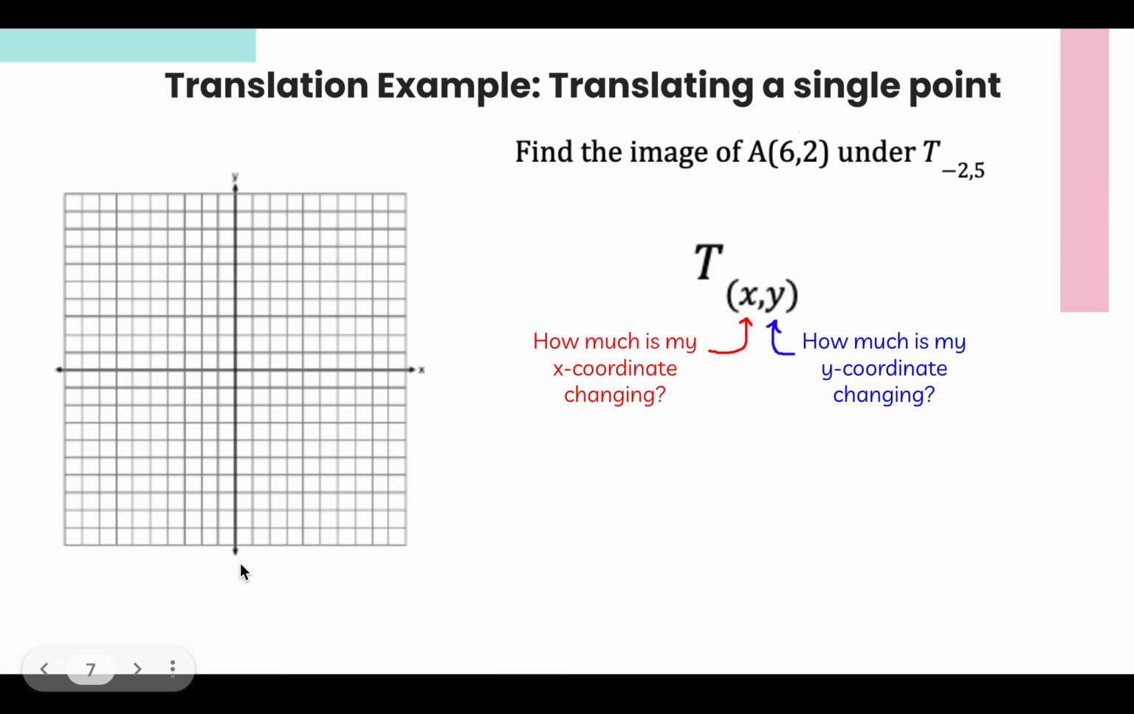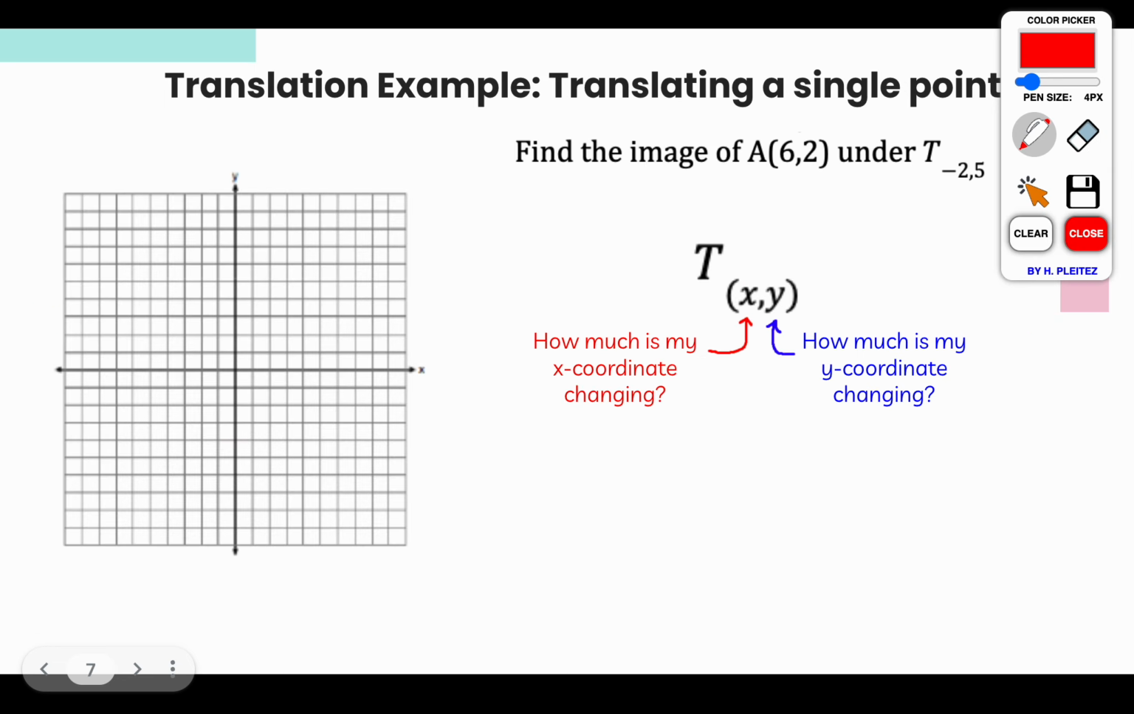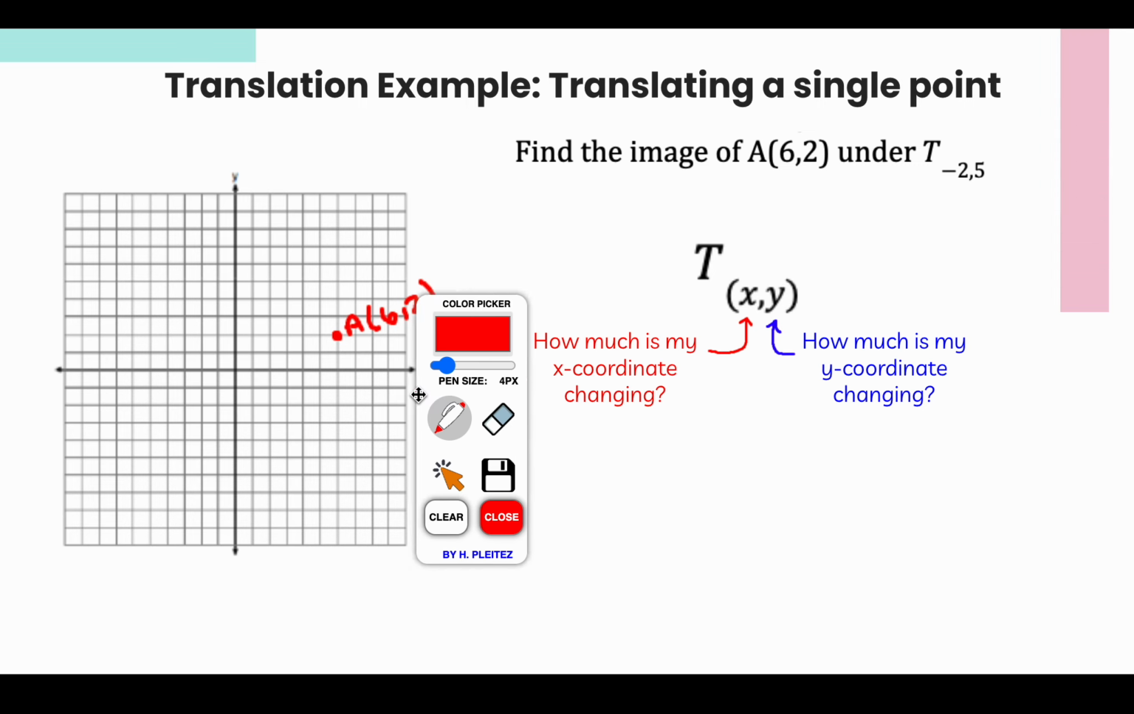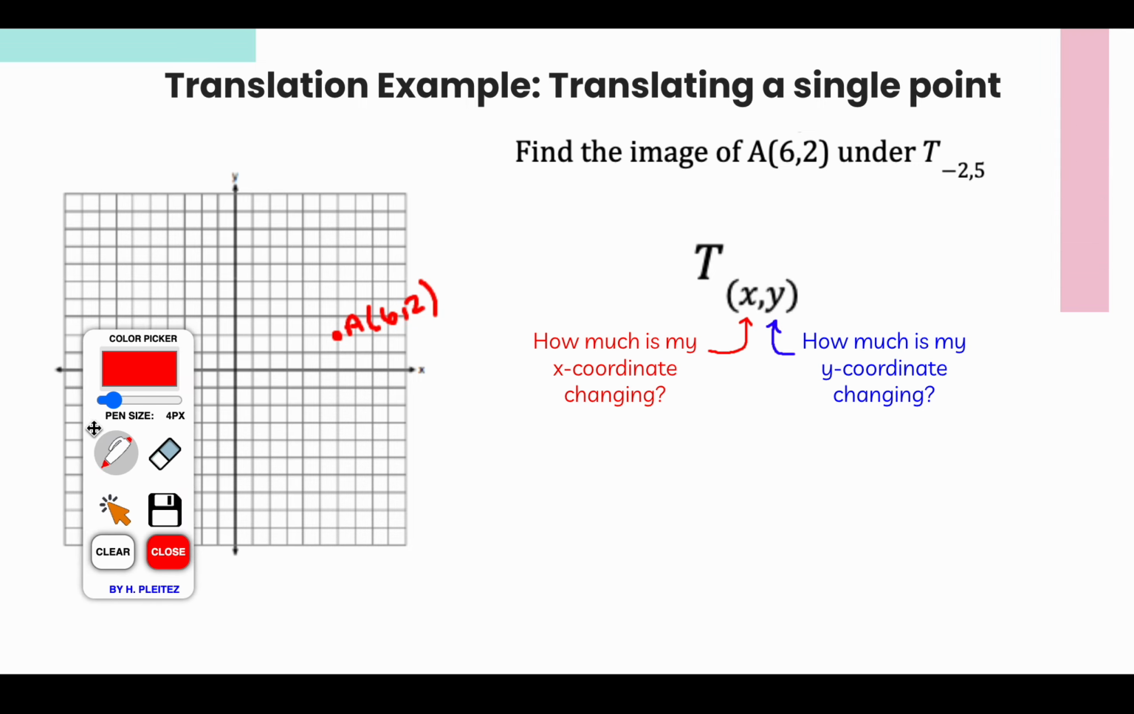So let's get into an example. We are finding the image of point A, which is (6, 2). So let's plot that. A is (6, 2), and we are translating under this translation rule right here, where we have T(-2, 5). Now, again, the big idea is how much is my X coordinate changing and how much is my Y coordinate changing? Well, our X coordinate, we are subtracting 2 from that. In other words, we are moving our figure to the left 2 units. Now, our Y coordinate is changing. We have a positive number here. So we are adding 5 to our Y coordinate. And graphically what this looks like is we are going to be moving up 5.